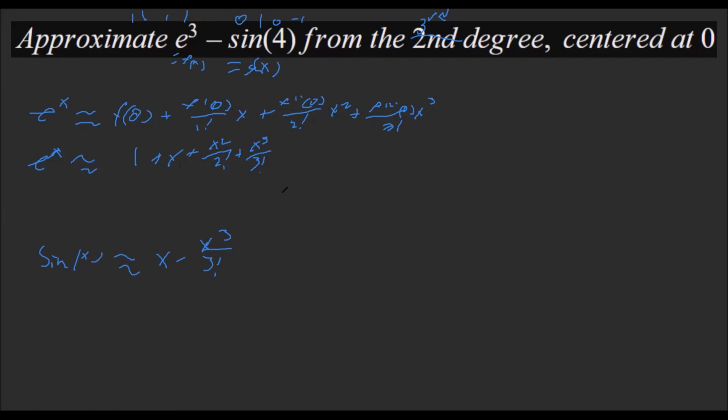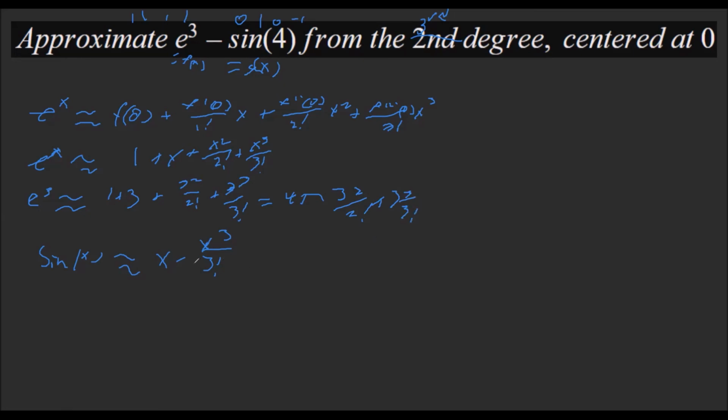Now all we have to find is both e to the power of 3 and sine 4, and then of course we have to subtract the two. E to the power of 3 is quite simple to find. All we do is replace x with 3. I'll simplify to some extent. So 1 plus 3 plus 3 squared over 2 factorial plus 3 cubed over 3 factorial. And I'll just say this is equal to 4 plus 3 squared over 2 factorial plus 3 cubed over 3 factorial.